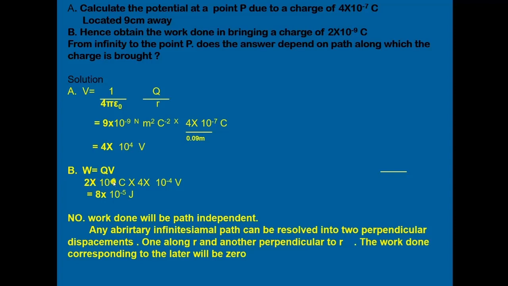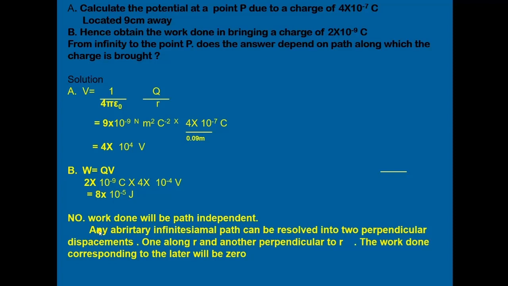Q is 2 into 10 to the power of minus 9 coulomb and V from the above calculation is 4 into 10 to the power of 4 volt. Then result will be equal to 8 into 10 to the power of minus 5 joule. The remaining part of this question is, does the answer depend upon the path along which the charge is brought? No. Work does not depend upon the path. It is independent of the path followed.